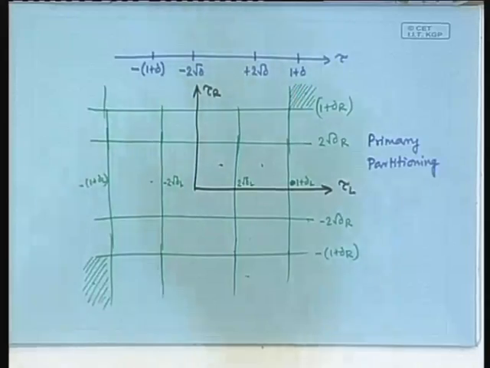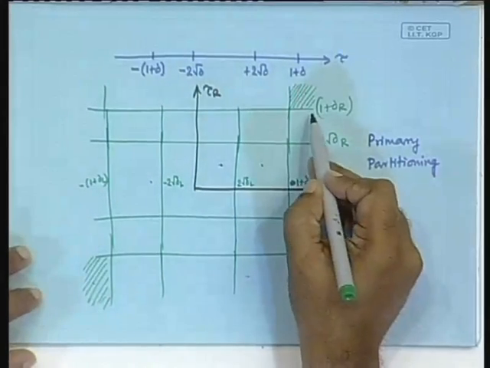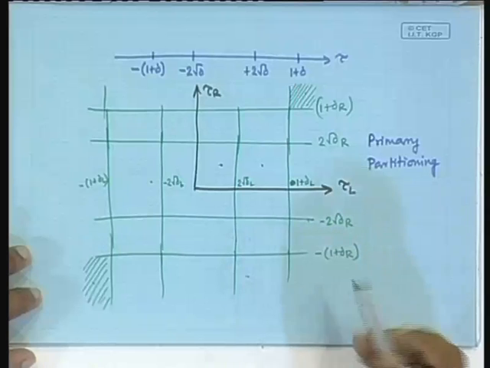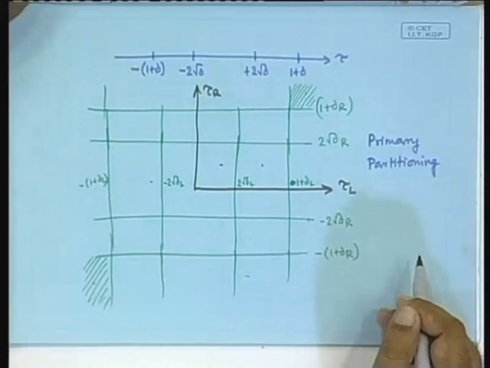First, let us understand the basic character of this. What happens here in this part? Can you work that out? What happens in this part?